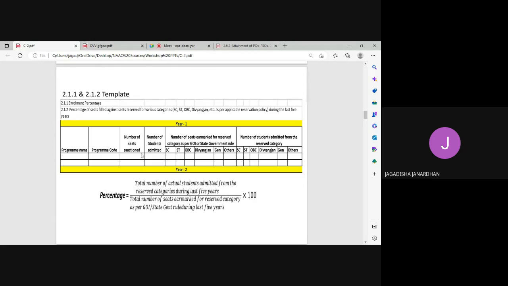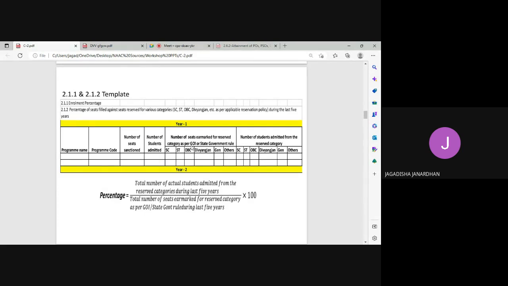Then the fourth column indicates the number of students admitted. Here for BCom first year, 100 seats were there. How many students got allotted? So 80 students. That total will be mentioned in this column.